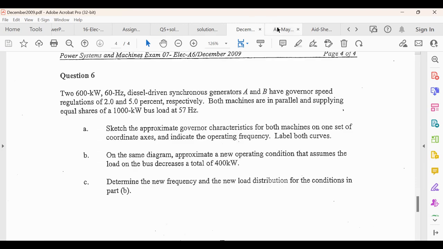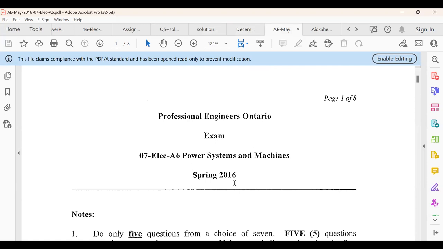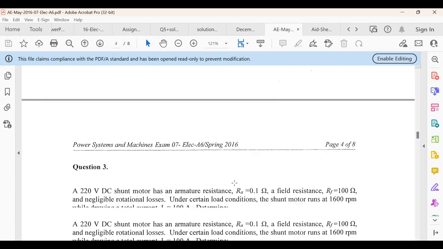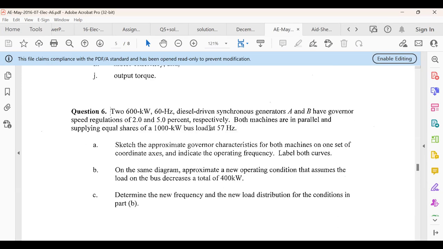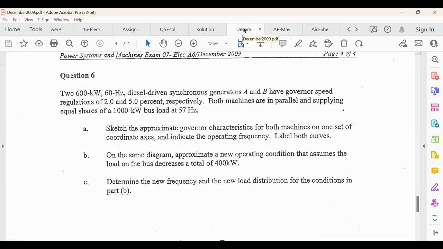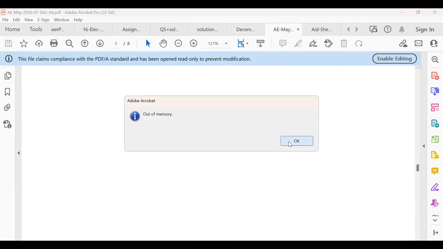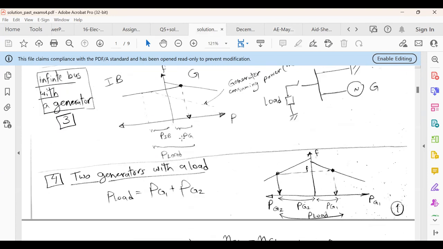Okay. And as I told you before, sometimes they repeat the problems. In spring 2016, they repeated the same question. If you compare, I have some problems with the PDF, but anyway, you can see it's exactly the same problem, 2009 and 2016. Okay. So this one that we are going to solve, I believe it's case number 4. If you check this one, it's case number 4. Yeah, this is the case.